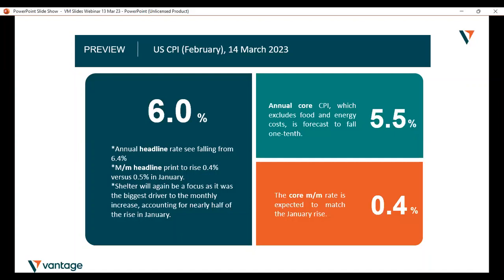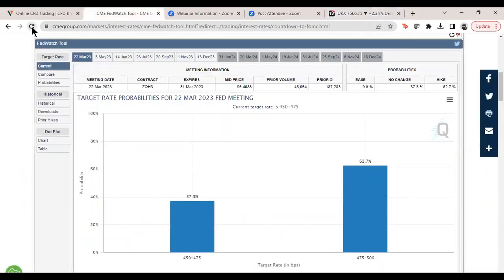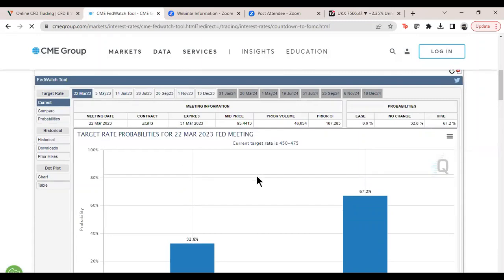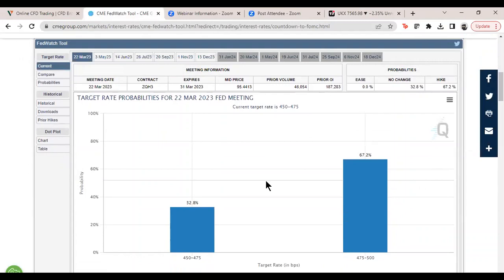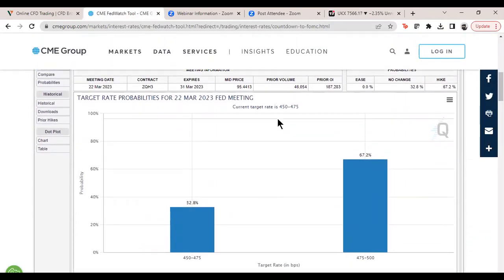I was going to move to the ECB, but just before that, let's show you what we look at a lot, the CME Fed Watch tool. That just shows you Fed pricing. Let me refresh now because it's been changing a lot. So it's 70-30 now. Just to recap, we're currently at 4.5 to 4.75. So there's a 67% chance we have a 25 basis point hike next week, and a 33% chance that there is no hike at all.